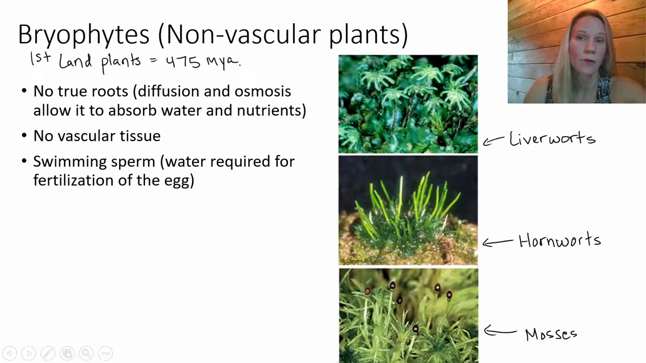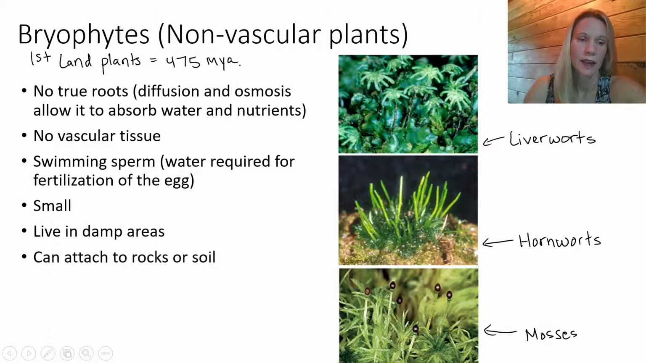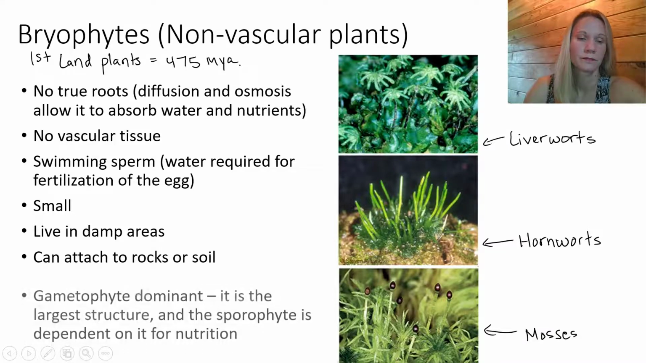They also require water for fertilization for their sexual life cycle. Their sperm swim, and the swimming sperm will travel to the egg by water. Again, they're very small, usually only a few centimeters in length, and they require damp areas. It is possible to see mosses attached to rocks as long as there's enough moisture.